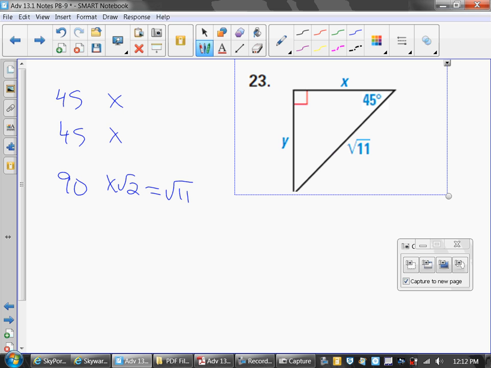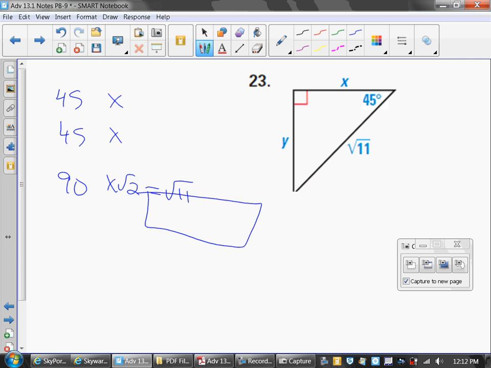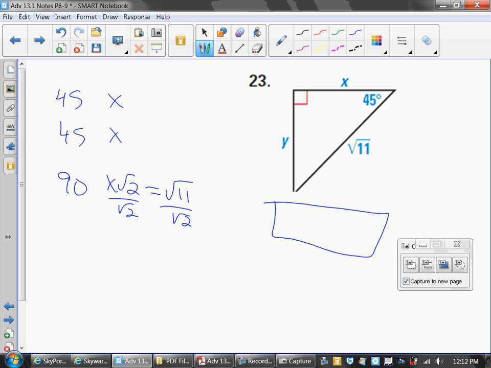To figure out what the other two values are going to be, you have to solve this one-step equation for x. So you divide both sides by square root of 2, which means you have to rationalize. So you get root 22 over 2. And that's what you get for the other two sides. That it is.